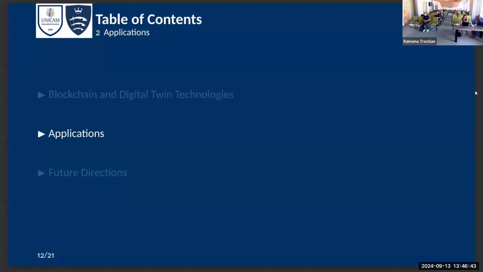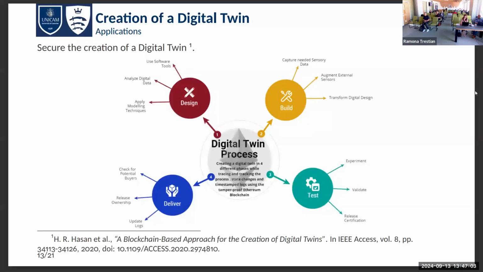So having in mind these basic properties, I would like to show you some applications which try to combine these two technologies in order to solve some challenges and introduce some benefits. And the first work is based on the idea of a digital twin that can be shared and used by different people and different parties that potentially will not trust each other.